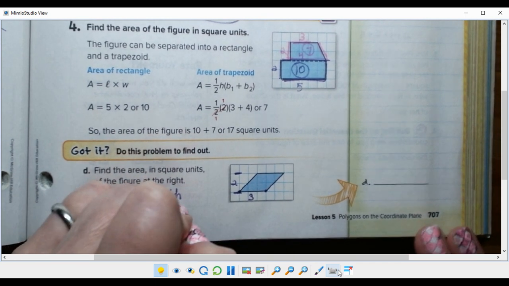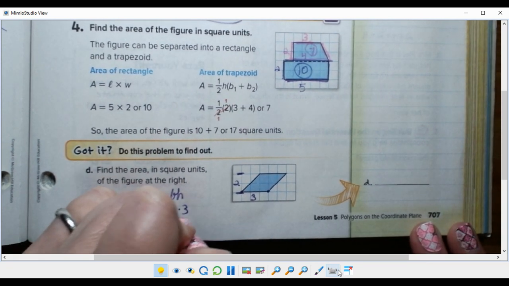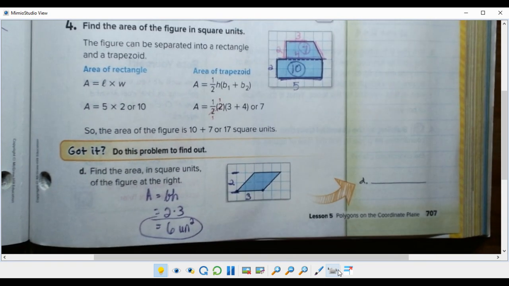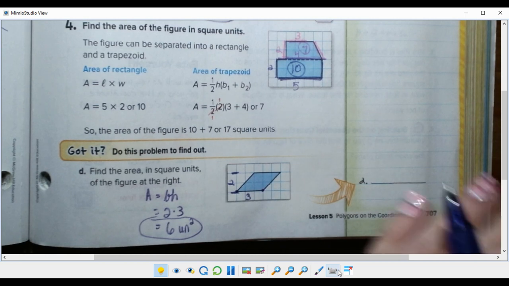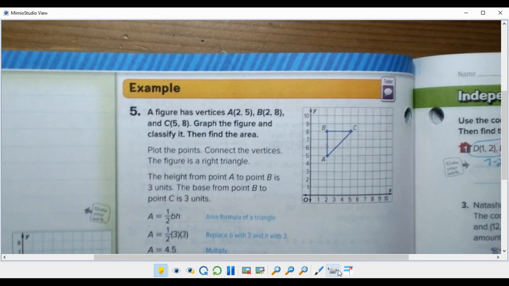So my height is 2 and my base is 3. We can multiply them together. It doesn't matter, 2 times 3, 3 times 2. This is going to give me 6 square units. Now, if I knew this was inch by inch, I would say square inches. If it was feet by feet, it would be square feet. But because we don't know, we just call it units squared. All right, so this is kind of like an application of the area formulas that we did in the last section. All right, we're going to turn the page to 708.